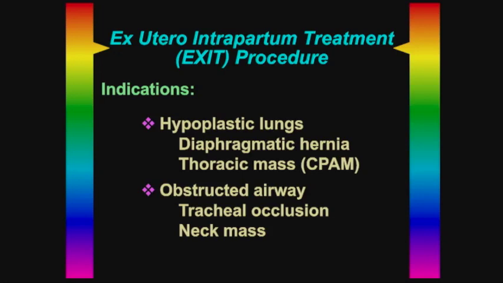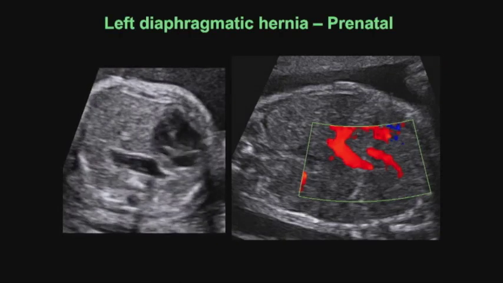And this is done in cases where there are hypoplastic lungs, where the fetus may not be able to support respiration right at birth, and so the exit procedure can be performed to put the fetus or the neonate onto ECMO directly from the uterus. It's also done when there's an obstructed airway to allow for time for the surgeons to create an airway while the fetus is still connected to the placenta and then deliver the baby the rest of the way. So this can be done with large diaphragmatic hernias.